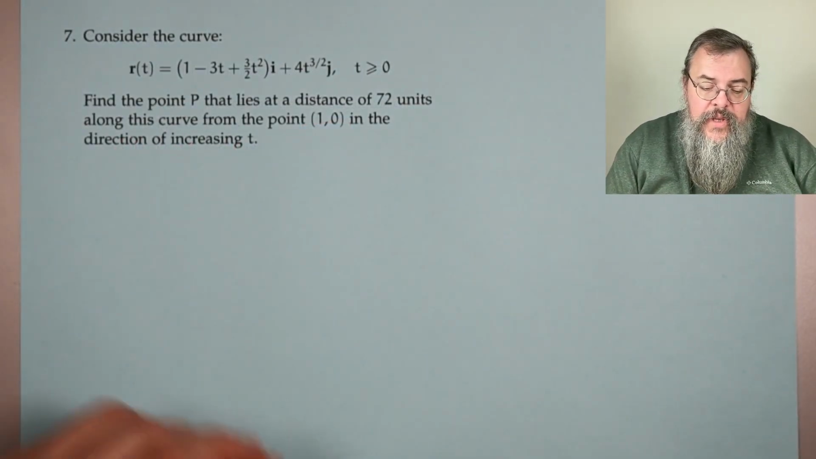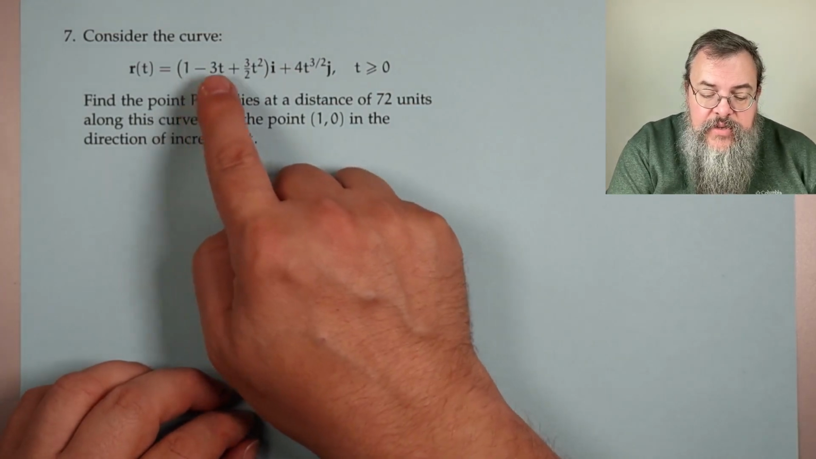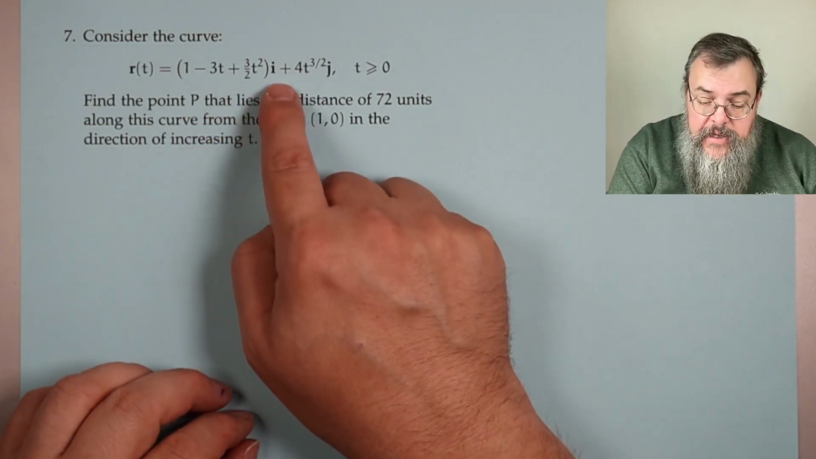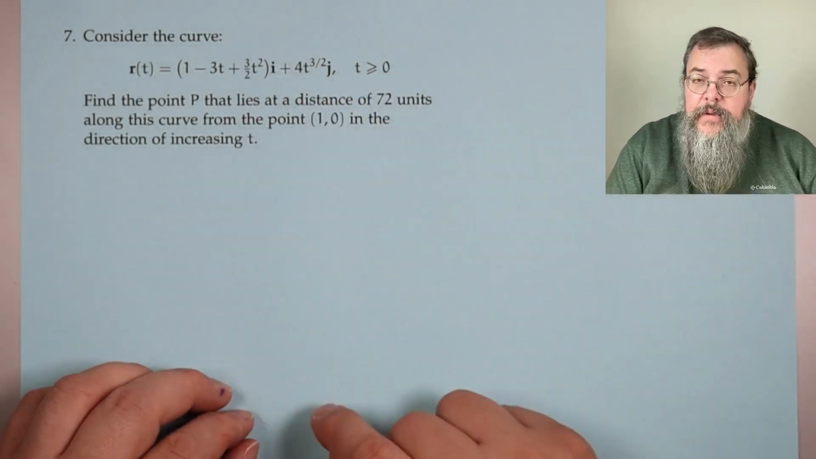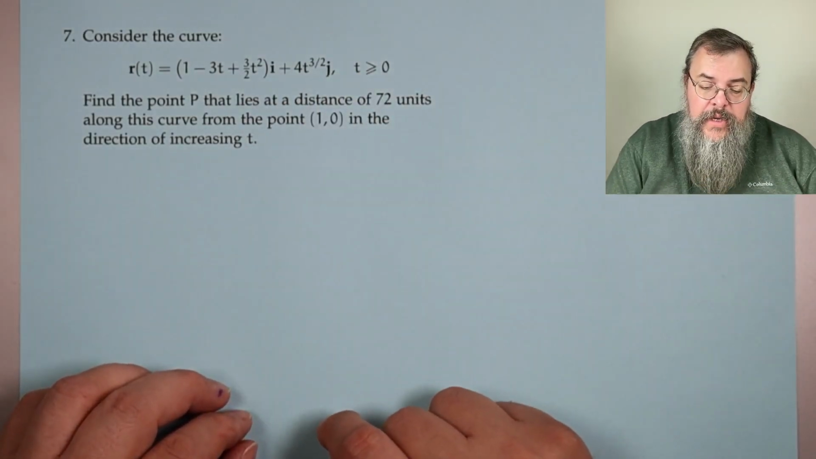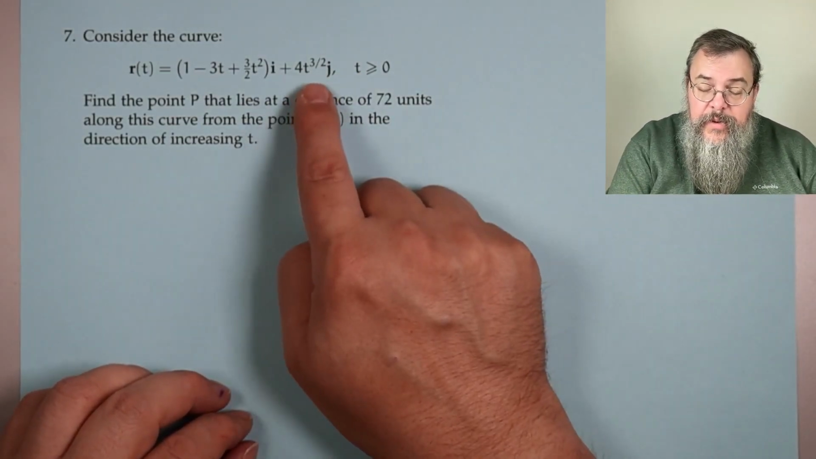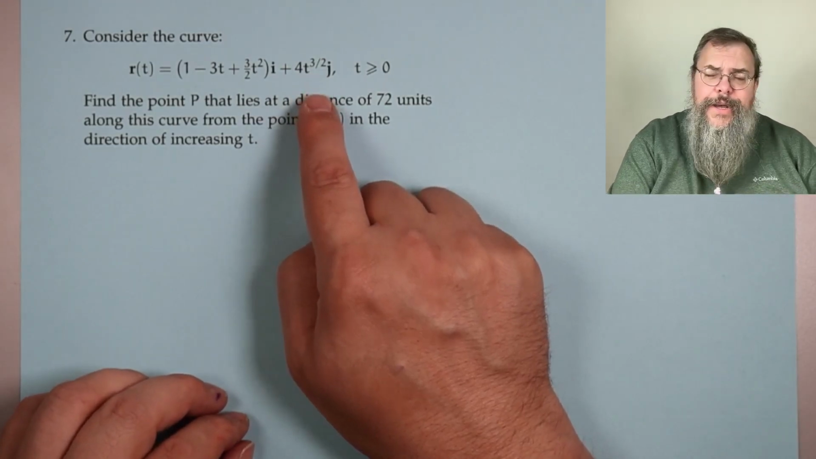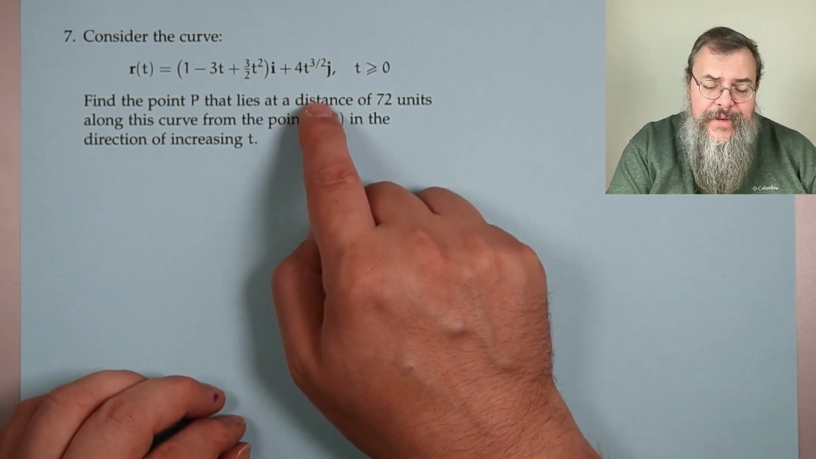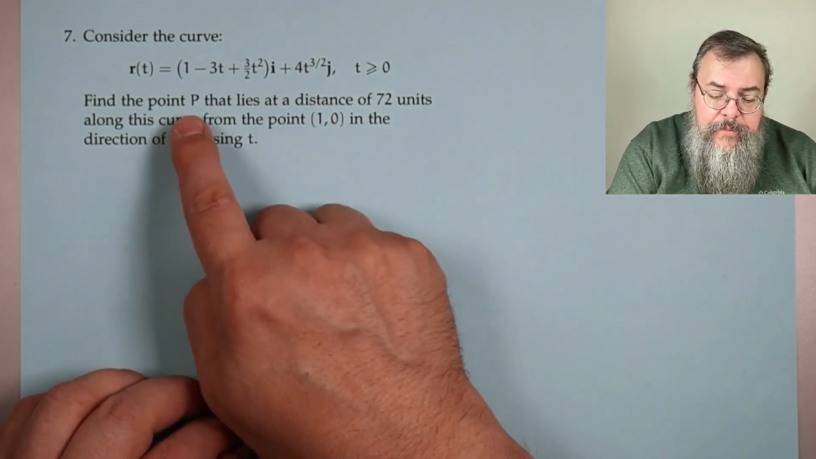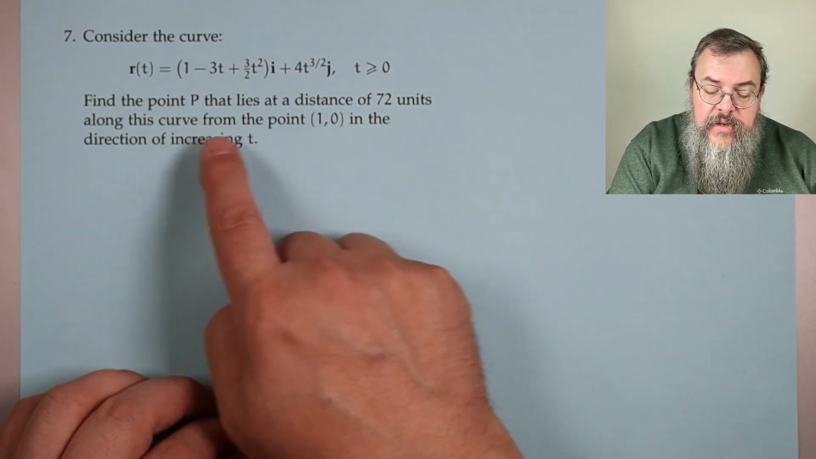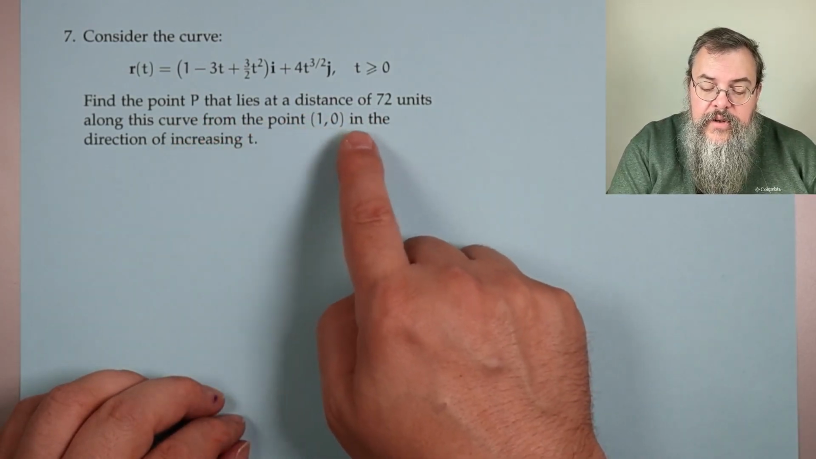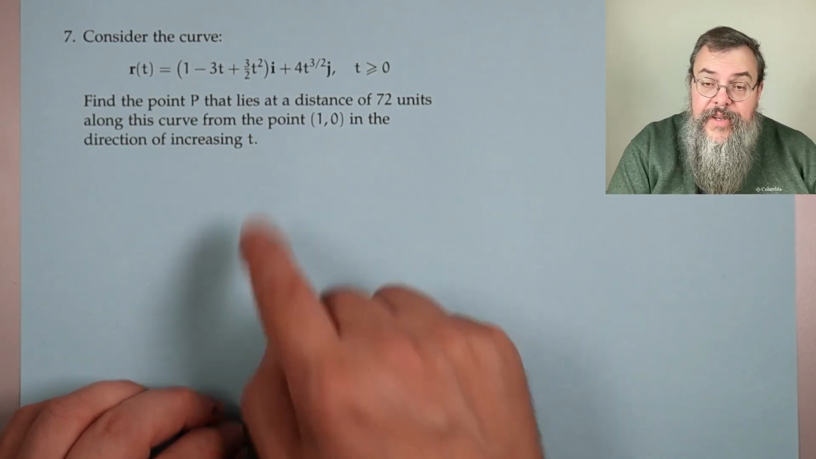Consider the curve. r of t is 1 minus 3t plus 3 halves t squared i plus 4t to the 3 halves j, and t is greater than or equal to 0. All right, well, that's probably reasonable since we have something to a 3 halves power, and we don't want to have a negative number to a 3 halves power. Find the point P that lies at a distance of 72 units along this curve from the point (1, 0) in the direction of increasing t.